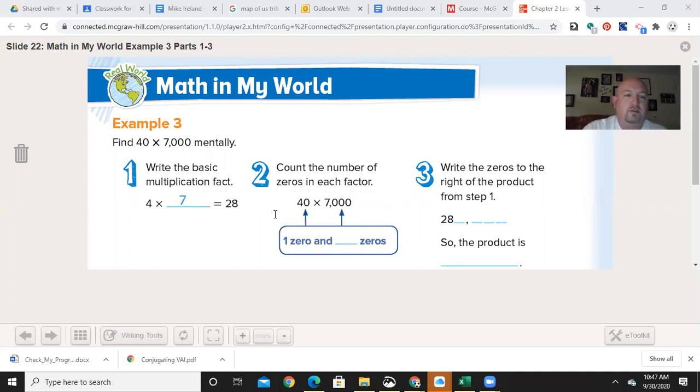Let's count. Now we count the zeros. So these were our non-zero digits. There's 1 zero here, and over here, 3 more. Write the zeros to the right of the product from step 1. So we had 1 and 3 is 4 zeros. And I am aware that I'm going to copy over this. That's easier than trying to line up. So the product is 280,000. Go ahead and write that in.